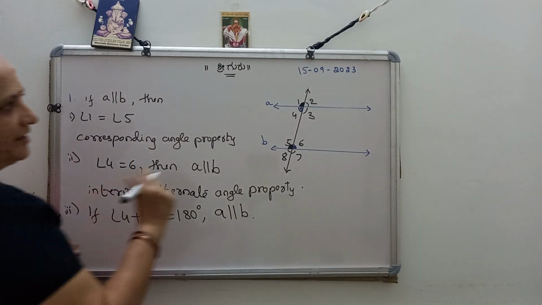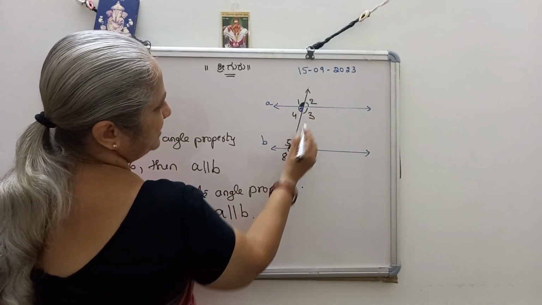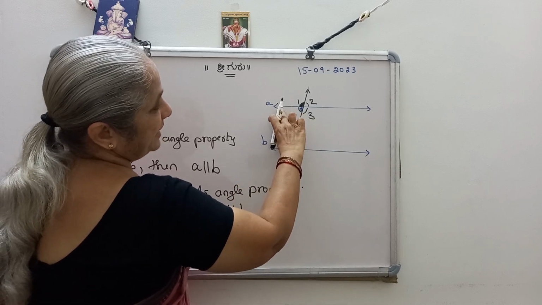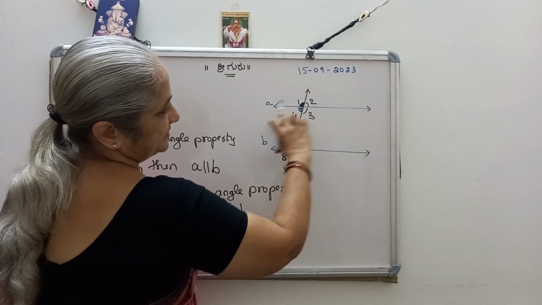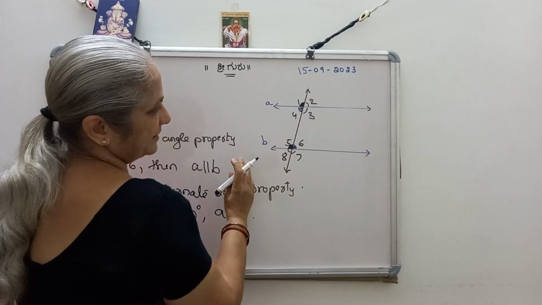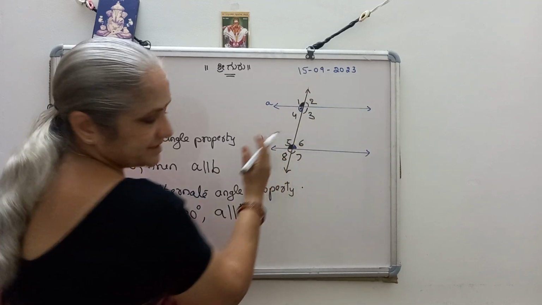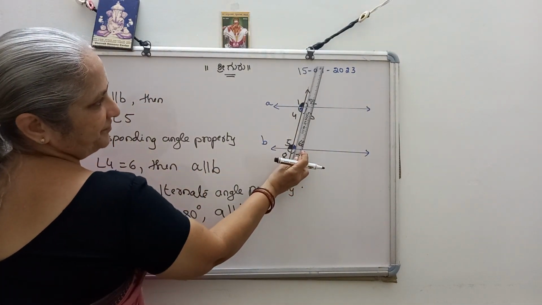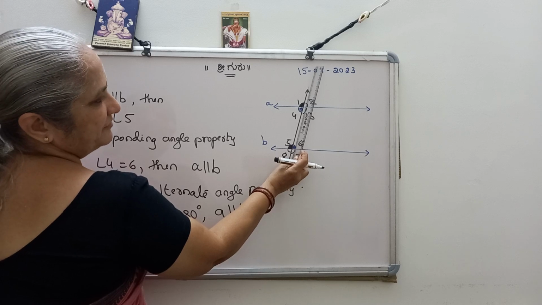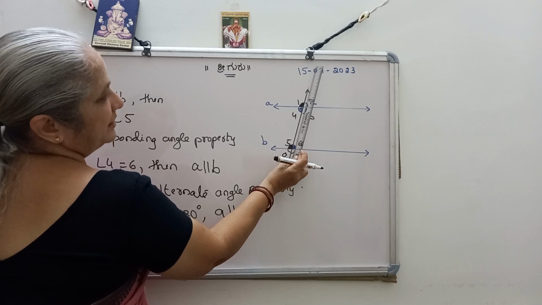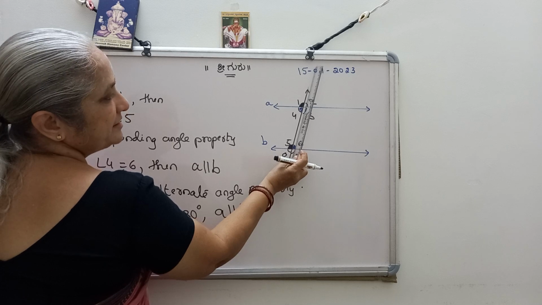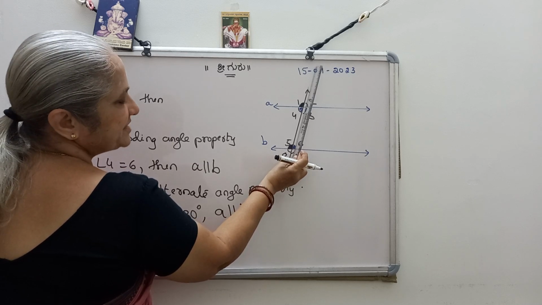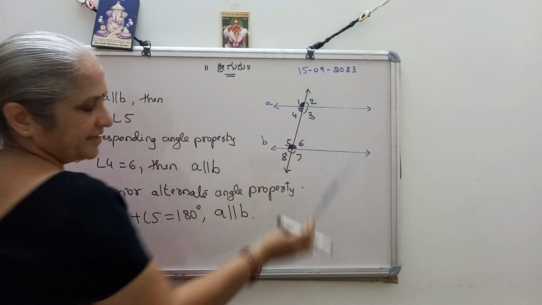Angle 4 and angle 5. What are these angles? This blue one and this black one. These are inside the region of the parallel lines. Therefore, they are called interior angles. And this is the transversal. They are on the same side of the transversal. See, angle 4 and angle 5 are interior angles and they are on the same side of the transversal, and 4 plus 5 is equal to 180 degrees, means angle 4 and angle 5 are supplementary.